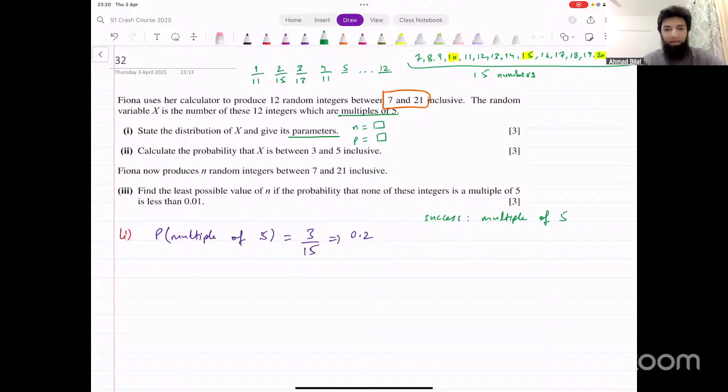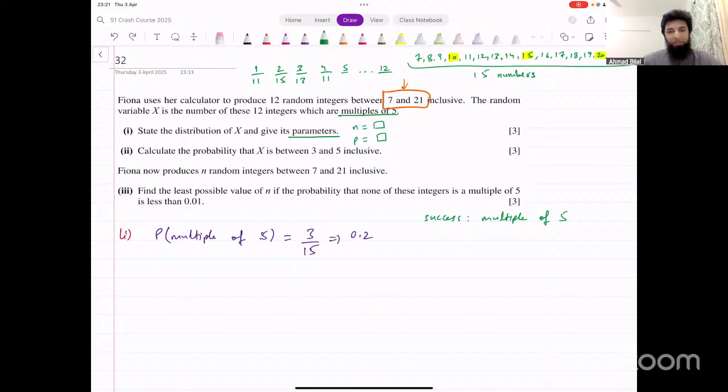Every single time that you are generating an integer, it is a number between 7 and 21. It's one of these 15 integers. So there are 15 possible integers that you can have. Every time you generate a random integer, it has to be one of these 15 numbers, and you're doing this 12 times.